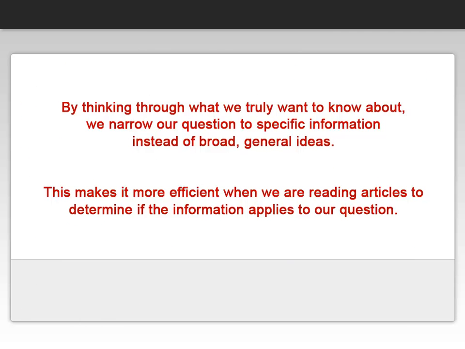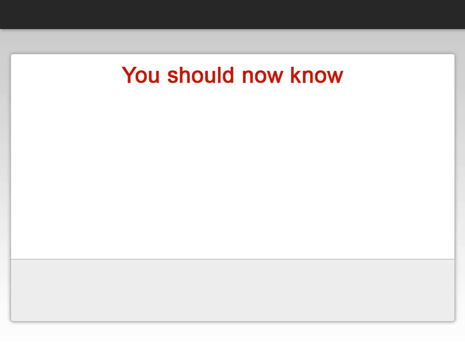By thinking through what we truly want to know about, we narrow our question to specific information instead of broad, general ideas. This makes it more efficient when we are reading articles to determine if the information applies to our question. By now, you should be familiar with the two parts we outlined at the beginning of this tutorial.